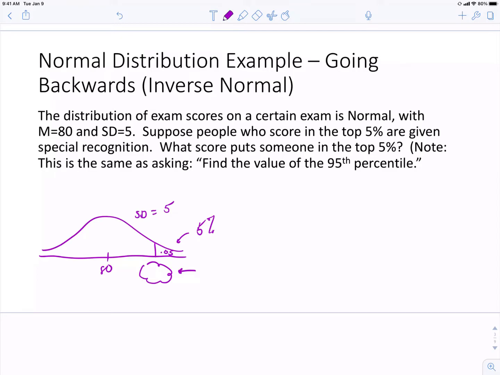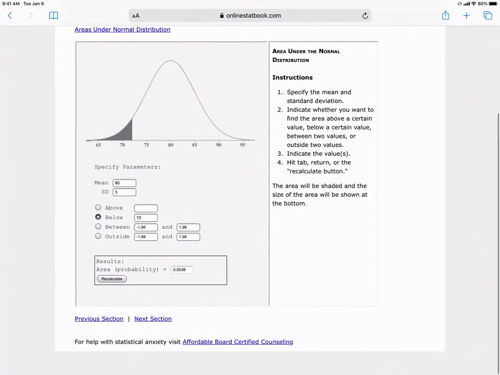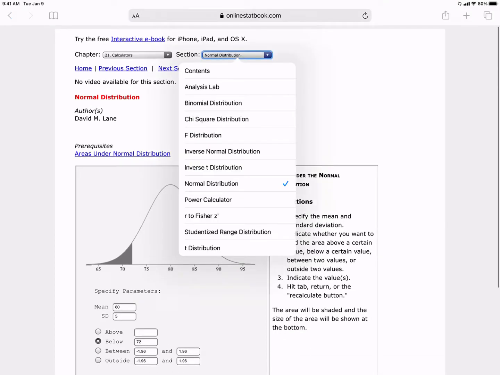When I know the area, but what I'm looking for is the value on the x-axis, in other words, the value of the test score that cuts off the top 5% from the bottom 95%, that's an inverse normal problem. Again, we're going to do this with technology. So we would come to an online calculator, and we're going to go to the inverse normal calculator.